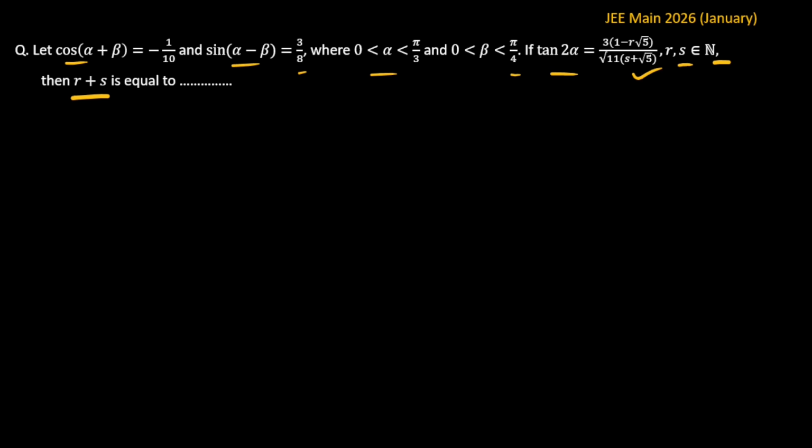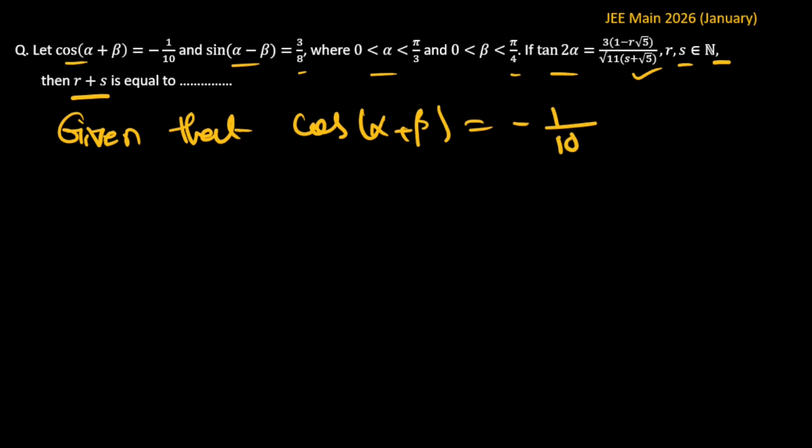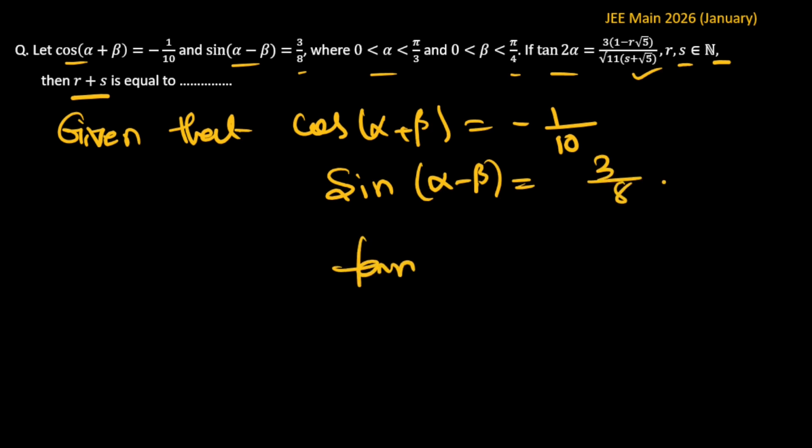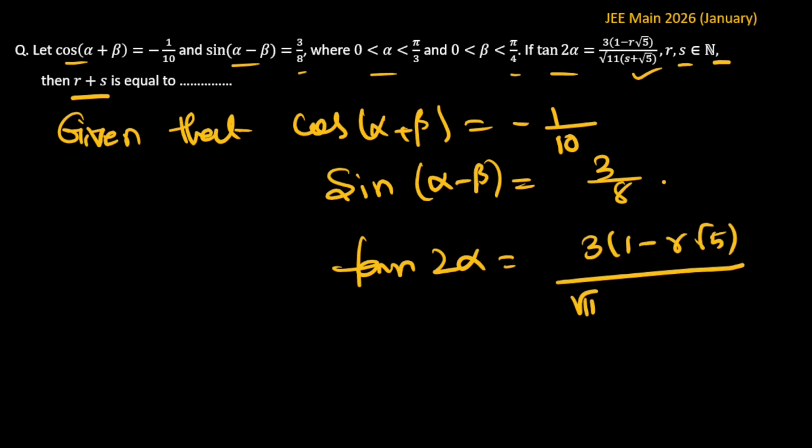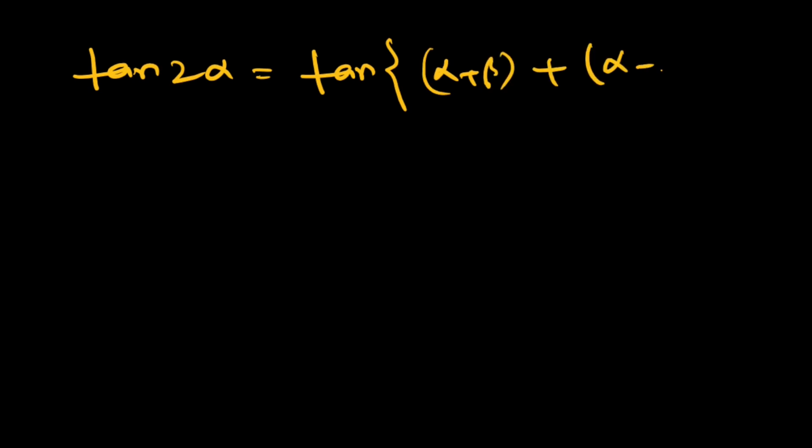So it is given that cos of alpha plus beta is equal to minus 1 over 10 and sin of alpha minus beta is equal to 3 over 8, and tan 2 alpha is equal to (3 root under 11 minus r root under 5) over (s root under 11 plus root under 5). Then find the value of r and s. In this case we write tan 2 alpha in this way: tan of alpha plus beta plus alpha minus beta. Therefore alpha becomes 2 alpha, and beta and minus beta cancel.